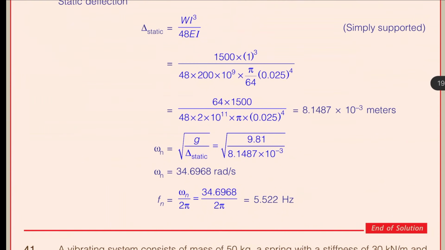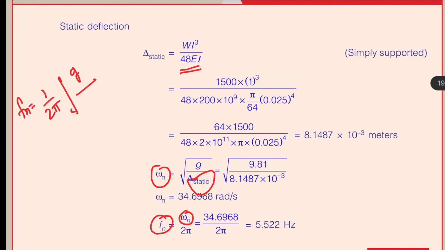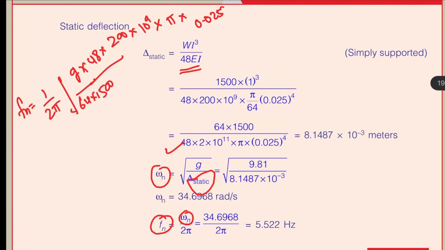The equation that we need to solve in this particular question: delta value is given to me. I need to calculate Fn value, and Fn value is nothing but 1 upon 2 pi into omega n value. Okay, and omega n is root over g divided by delta. And delta value I am already given, which is this particular value: 64 into 1500, divided by 48 into 200 multiplied by 10 raised to power 9 multiplied by pi multiplied by 0.025 raised to power 4, and this is having a square root all over this.